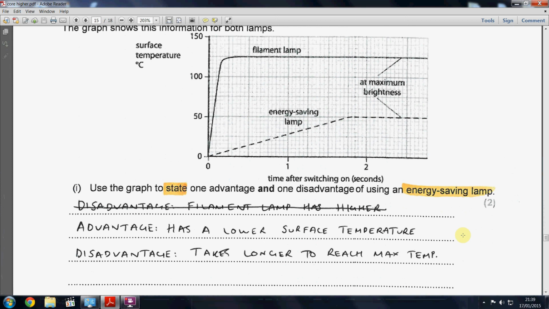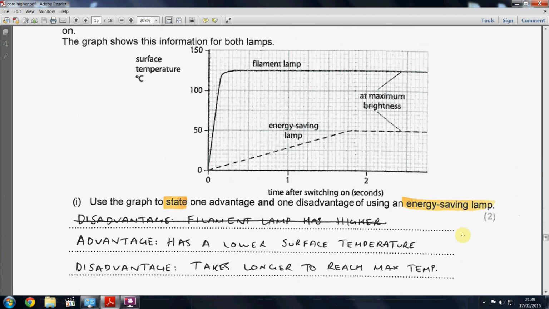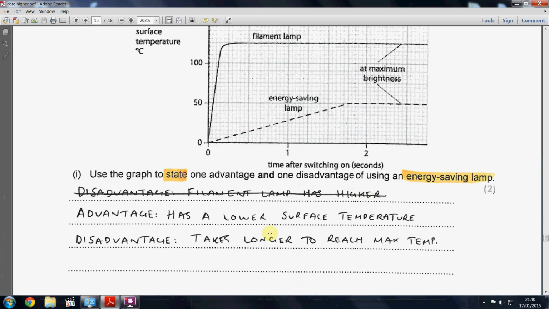The advantage first. The advantage of using an energy saving lamp using only the information from the graph is that it has a lower surface temperature. Now that means that less energy is wasted, but we don't need to do that, we only have to state. The disadvantage is it takes longer to reach maximum temperature. So they're at maximum brightness here where the line is horizontal, and you can see the filament lamp did it in, I don't know, about 20th of a second or something like that. The energy saving lamp took nearly 2 seconds to reach maximum brightness. But again, we don't need to explain, we just need to state, and that's what we've done here for 2 marks.